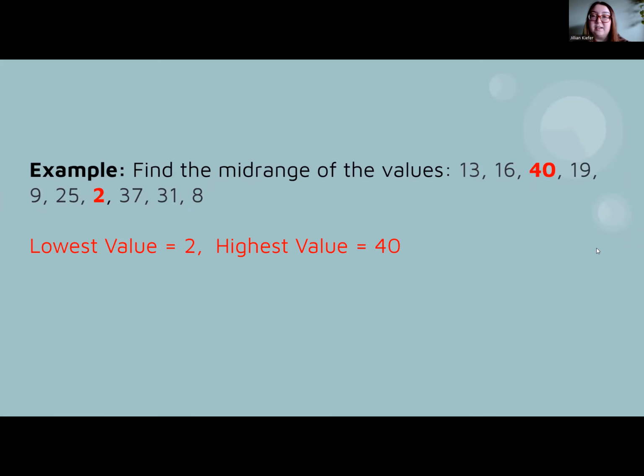Now, just like before, we will add those together and divide by 2. So 2 plus 40 is 42, divided by 2 is 21. So the mid-range of our values here would be 21. 21 doesn't actually appear in this list of values, but we're saying that this should, in theory, be in the middle of all of our values.